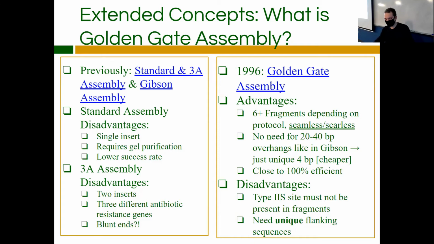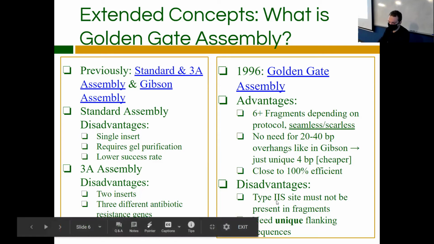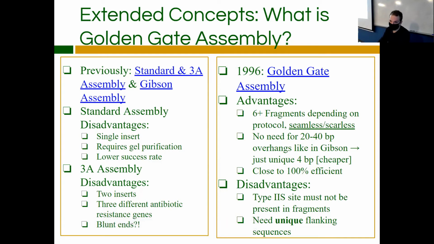But I want to get into the disadvantages now. So the main disadvantage is that if you have a type 2S site in your fragment, that will completely mess up the procedure. So basically what happens is you have your parts with the primer overhangs. And if you have that restriction site in the center of the part, then the endonuclease is just going to come in, it's going to cut your part in half, and then you're not going to be able to use it. Or you can use it, but it's more complicated. So for our intents and purposes, you just can't use it.